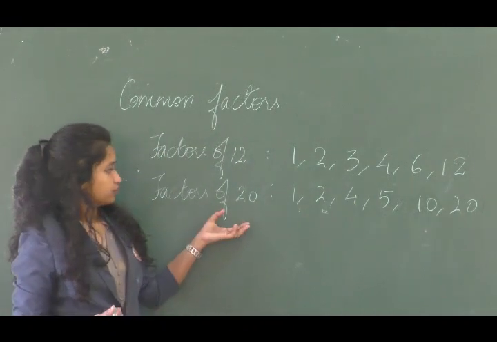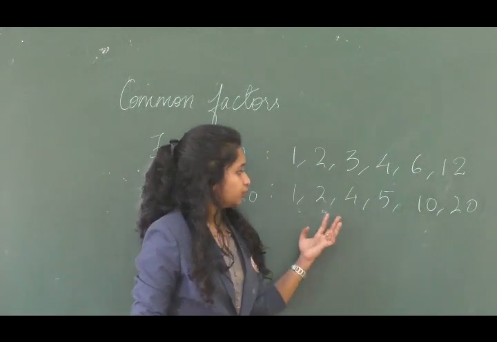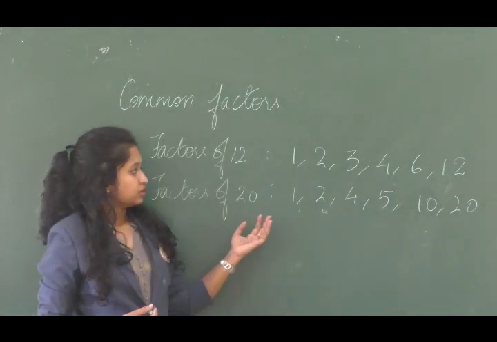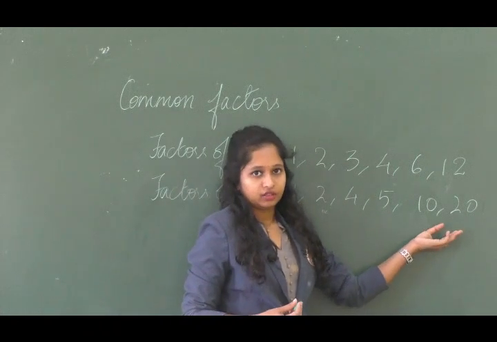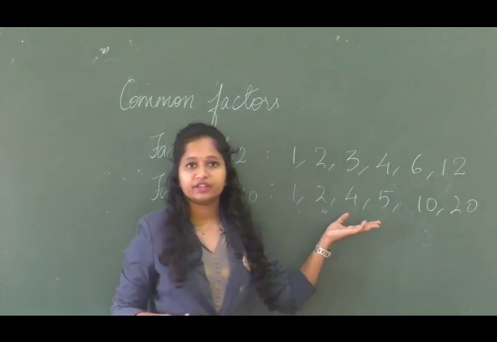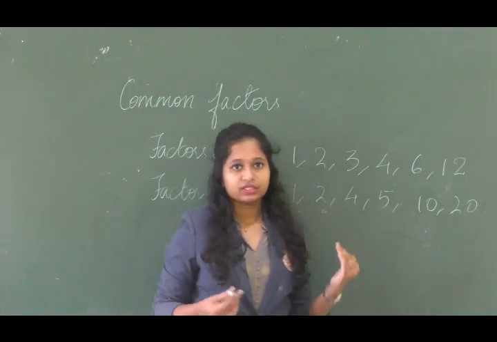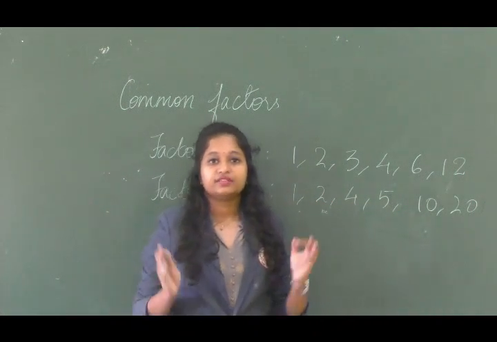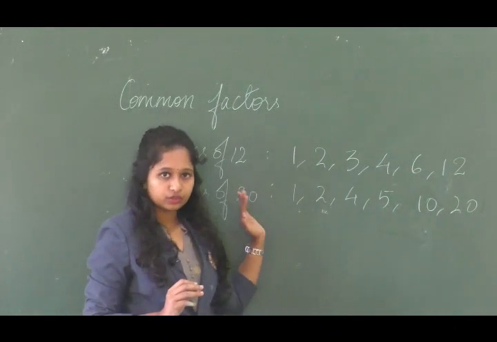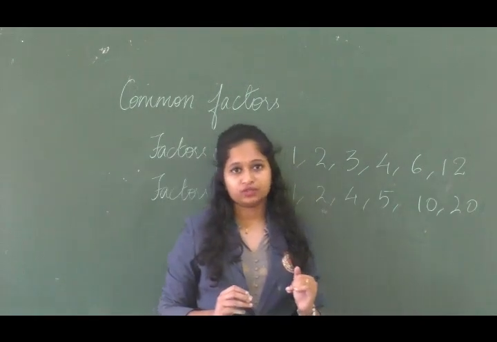And moving on to factors of 20, factors are 1, 2, 4, 5, 10 and 20. If you divide 20 by 10, we get remainder as 0. If you divide 20 by 5, we get remainder as 0. So if you divide 20 by any of these numbers, it is completely divisible and we get the remainder as 0. So we can conclude that all these are factors of 20 and all these are factors of 12.